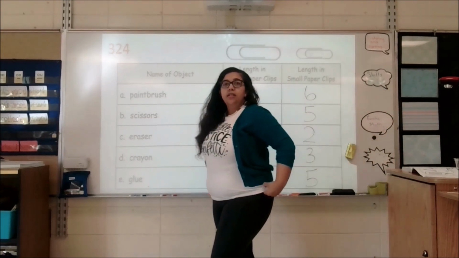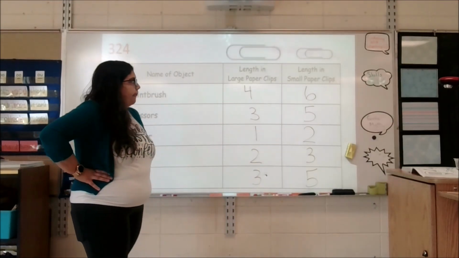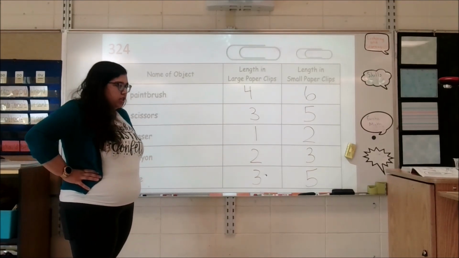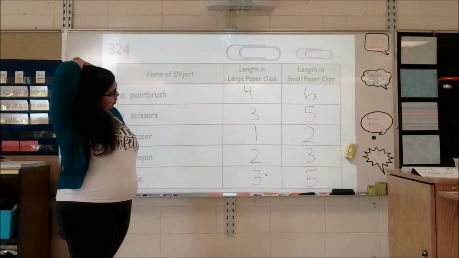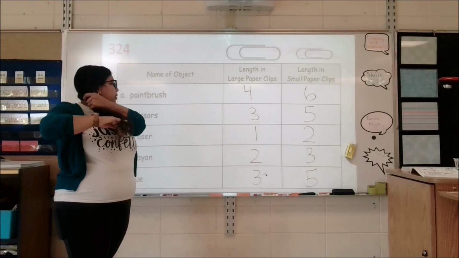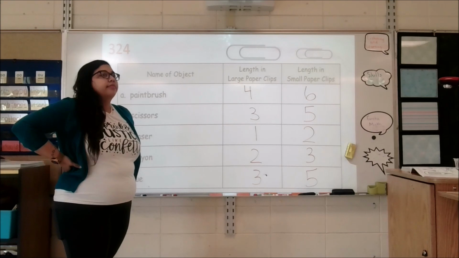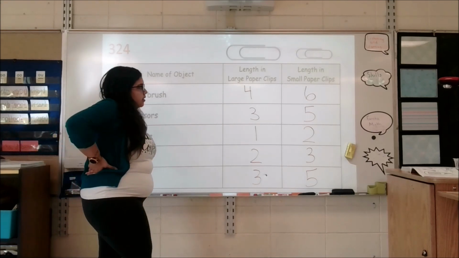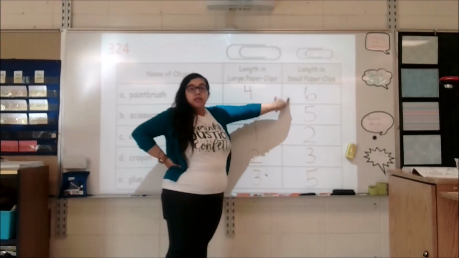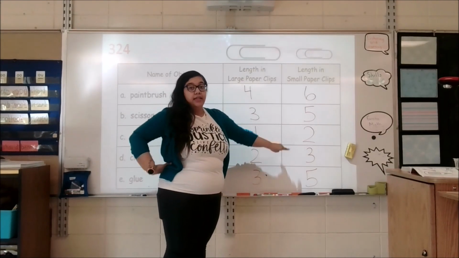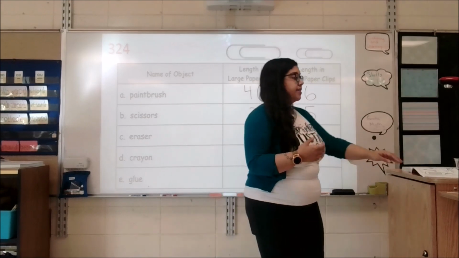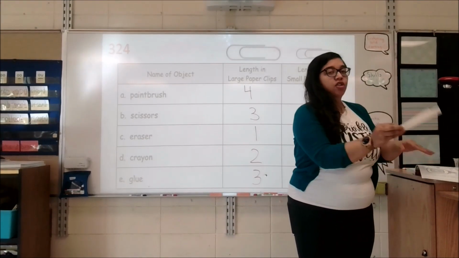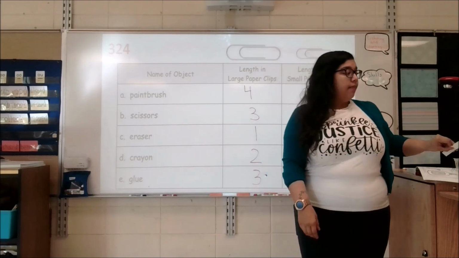What do you notice as we look at this chart? It takes more small paper clips to measure than large ones. Good. And anything else you notice? Yes, the longest is still the longest. The shortest is still the shortest because the size of each object remained the same. What changed was the tool we were using to measure them with.